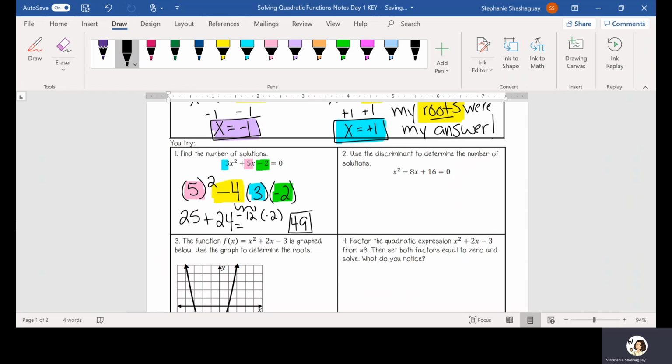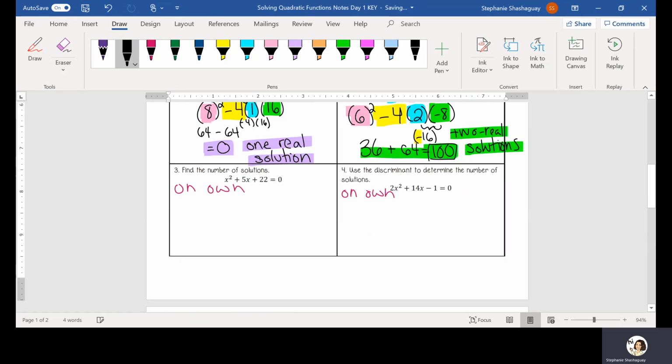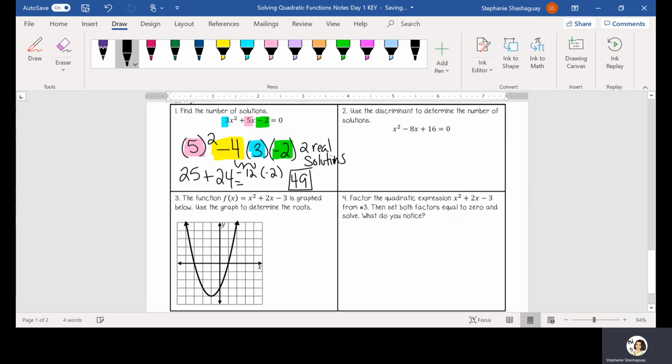Well, 49 is a positive discriminant. So there are 2 real solutions. I think 2 real solutions we had highlighted in green. Yeah. Okay, so 2 real solutions because we had a positive discriminant. All right, number 2, use the discriminant to determine the number of solutions. All right, doing the same thing. A term, B term, C term.